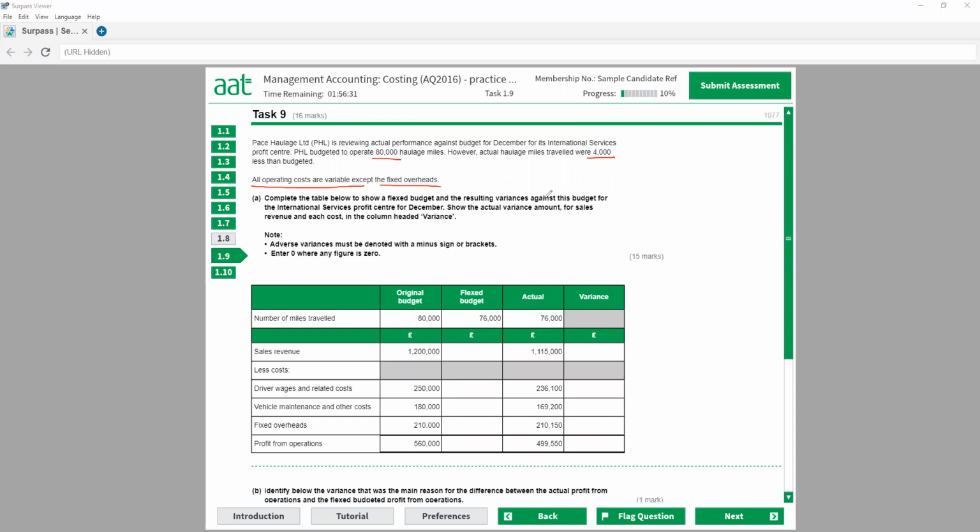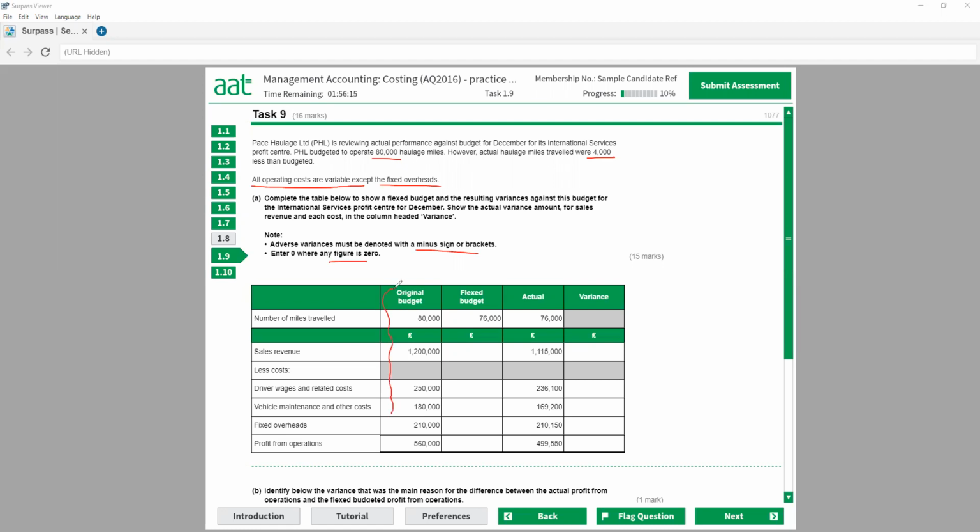Complete the table below to show the variance analysis. Adverse variance must be denoted with the minus sign. So if there is any adverse variance, you have to show it with a minus. Enter 0 if any figure is 0. Okay, that's fine. Let's try to do that.